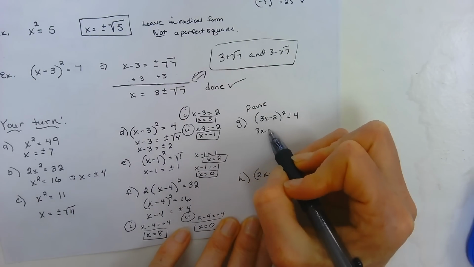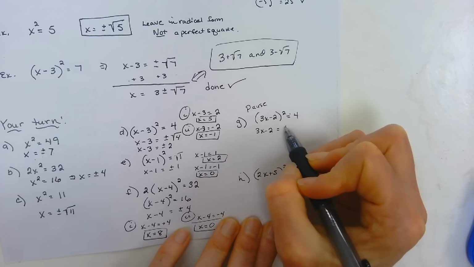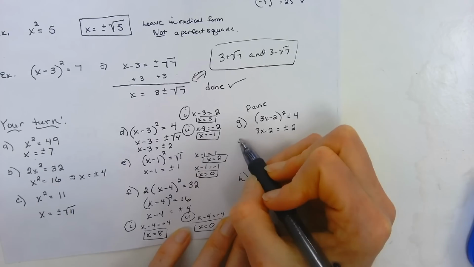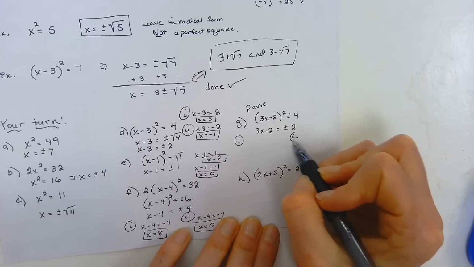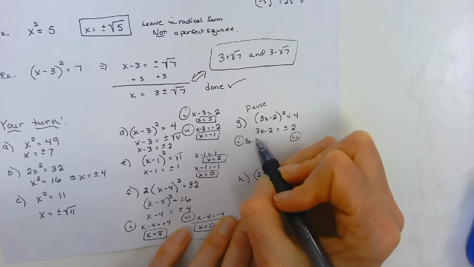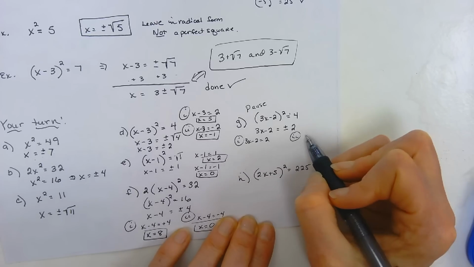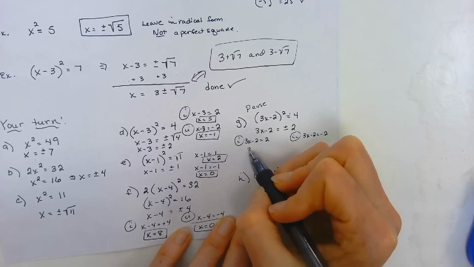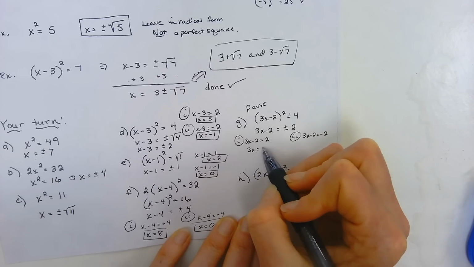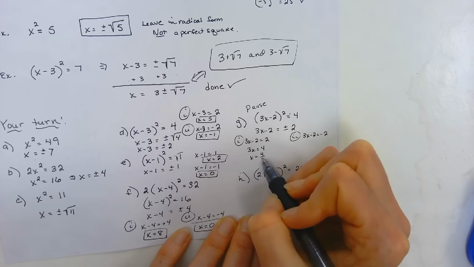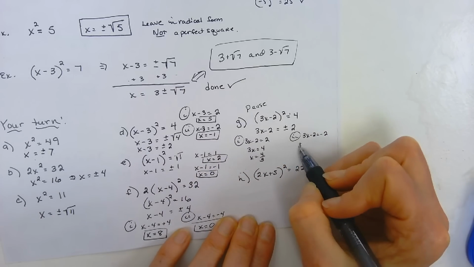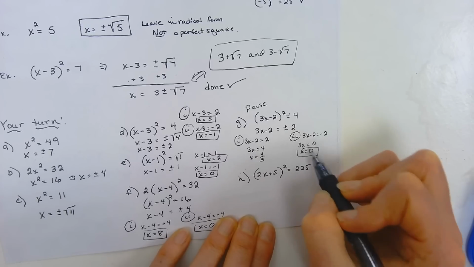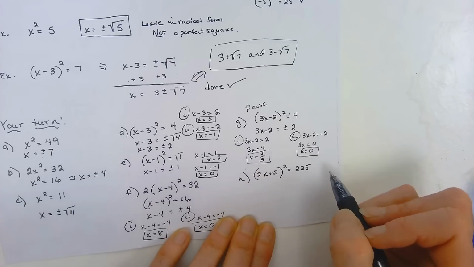Taking the square root of this side, 3x minus 2 equals plus or minus 2. I'll do this in two cases. When 3x minus 2 equals positive 2, and when 3x minus 2 equals negative 2. Adding 2 to both sides, 3x equals 4, x equals 4/3. And here adding 2 to both sides, 3x equals 0, x equals 0. And those are the two solutions for letter G.